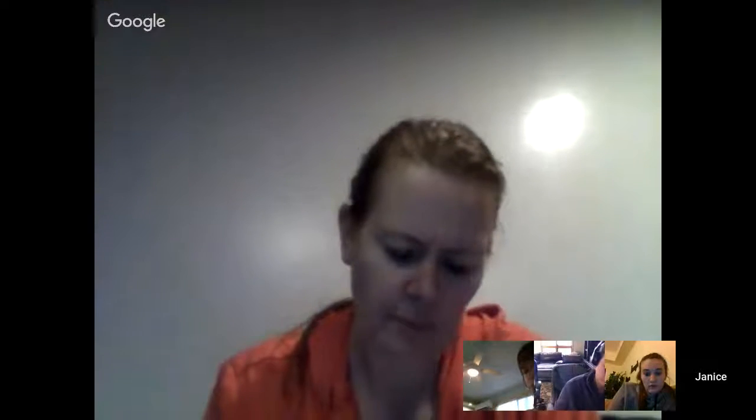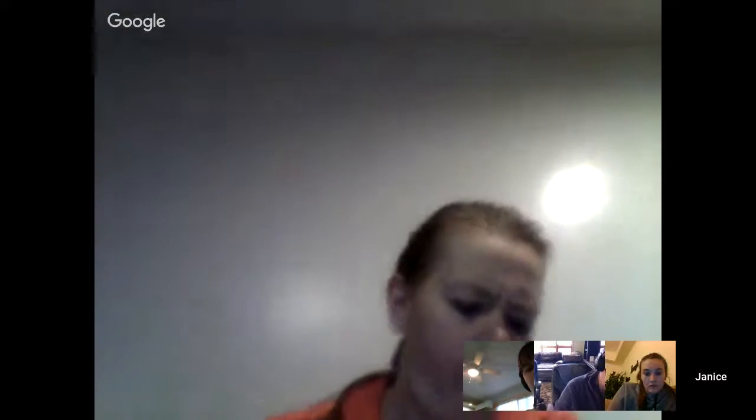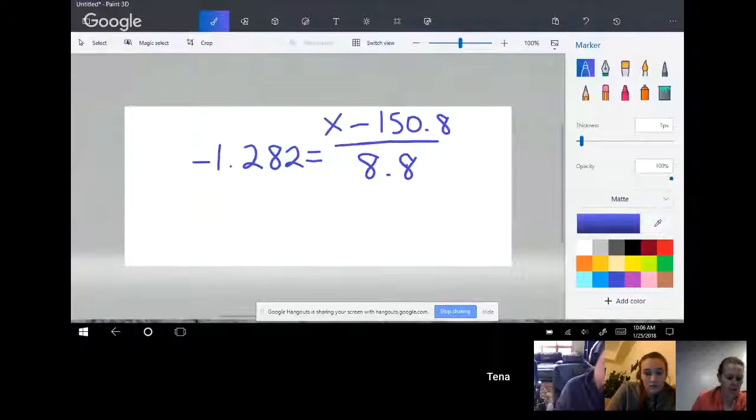Negative 1.28. Does this have to do with the applet, do you think? No. Here, let me do a screen share so you can see this. What you have now is the Z. So you're using your formula.